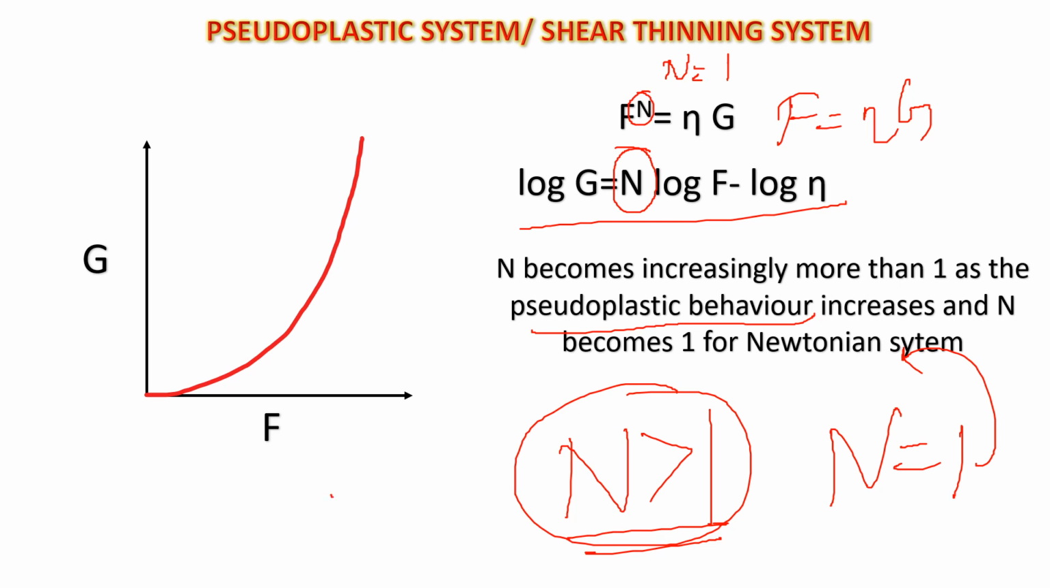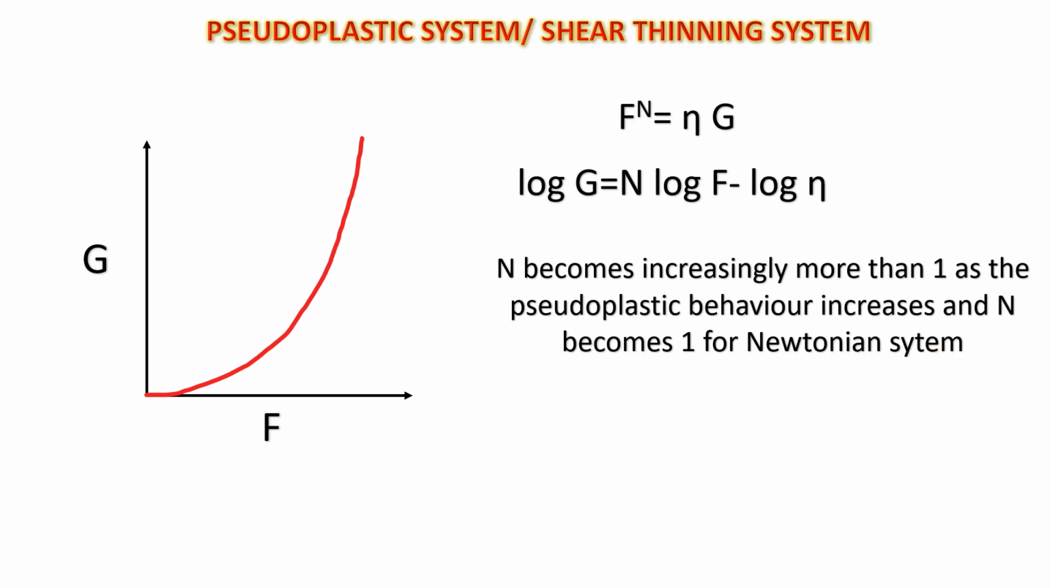The more it goes, so consider this is a line, this is 1. The more it goes away from 1, like 2, 3, 4, the more pseudoplastic behavior it will exhibit, is what we get from this value. The more the value above 1, the more is the pseudoplastic behavior. So I hope you got the graph. It's not a straight line graph.